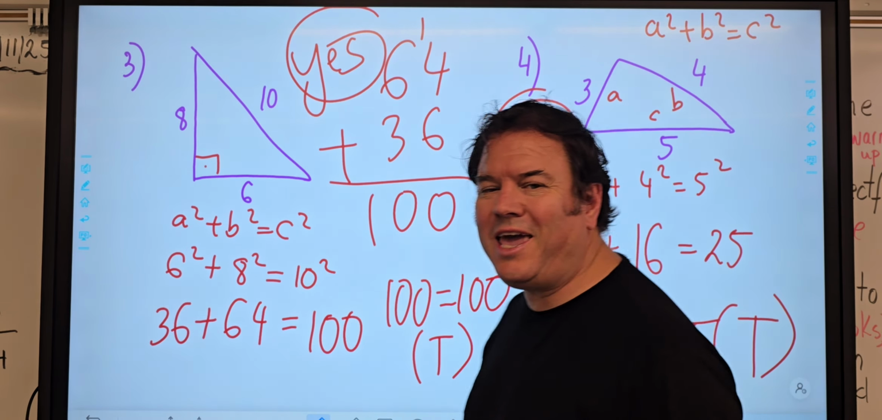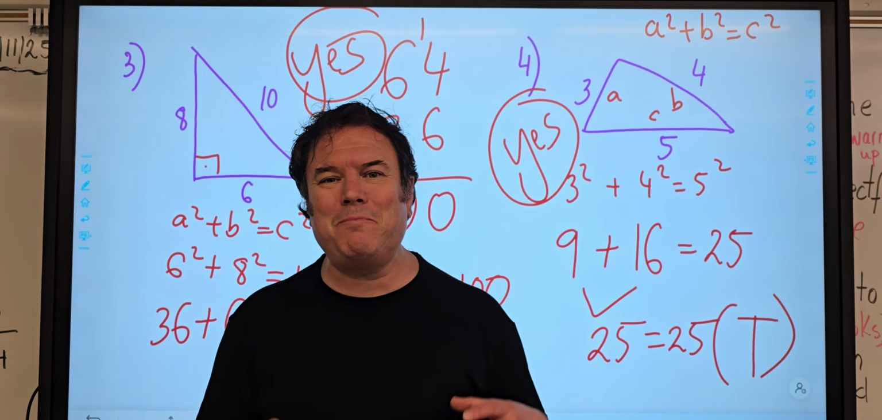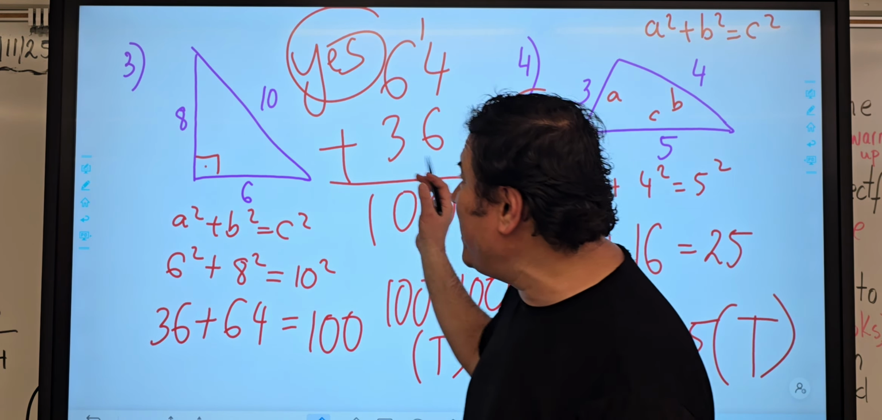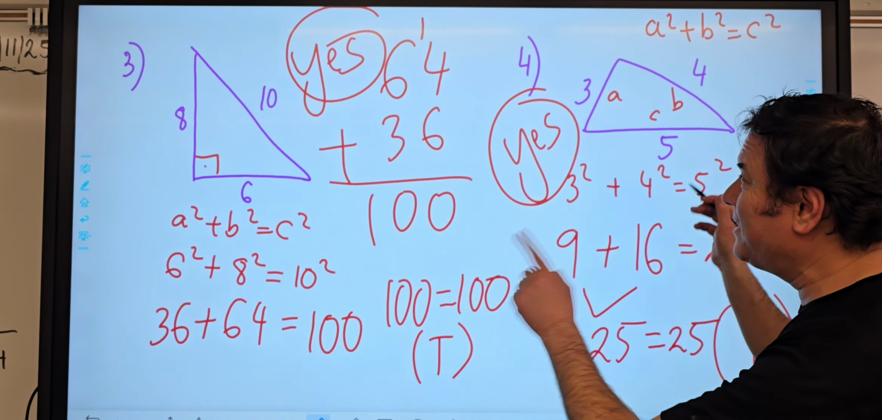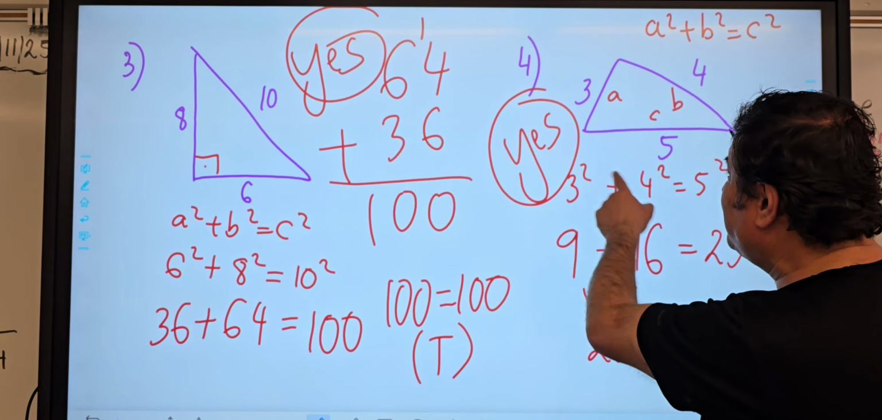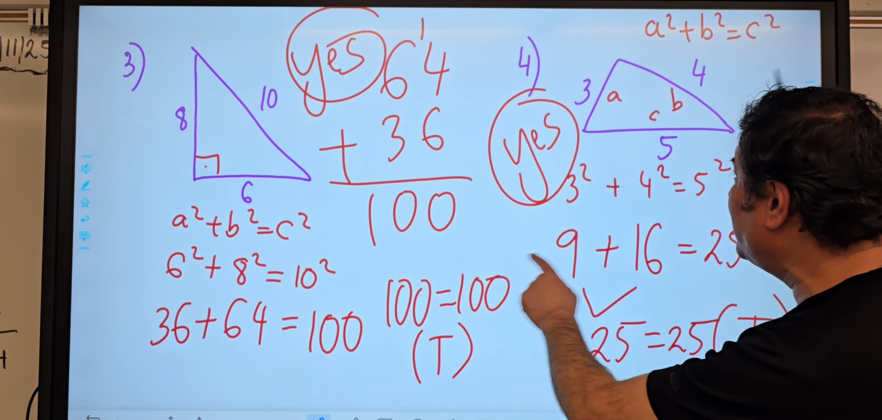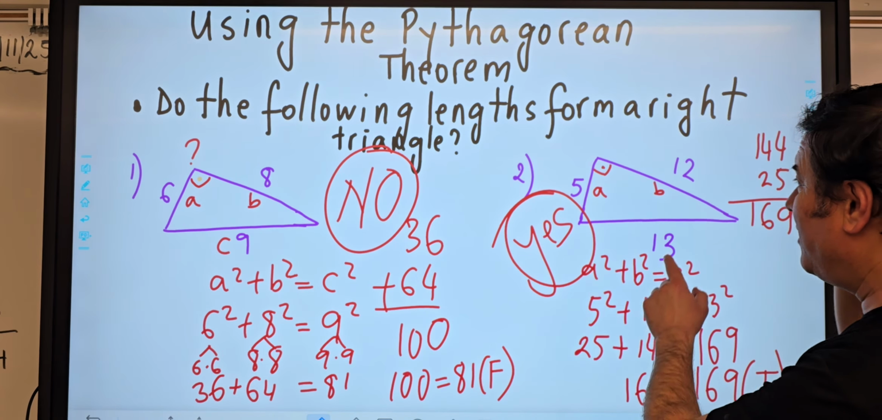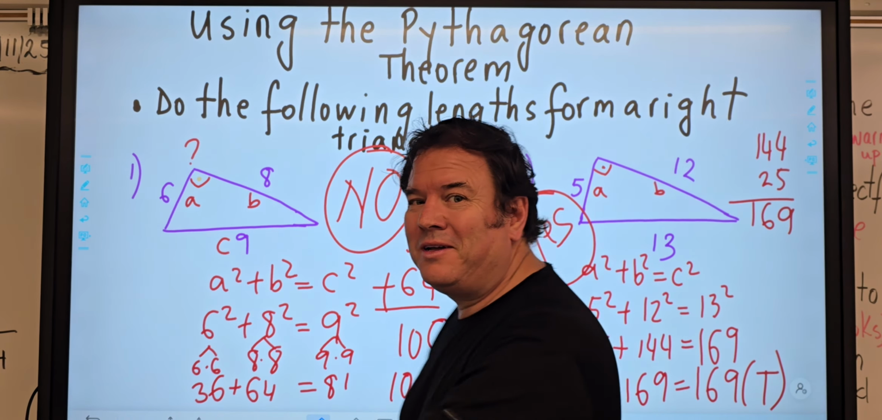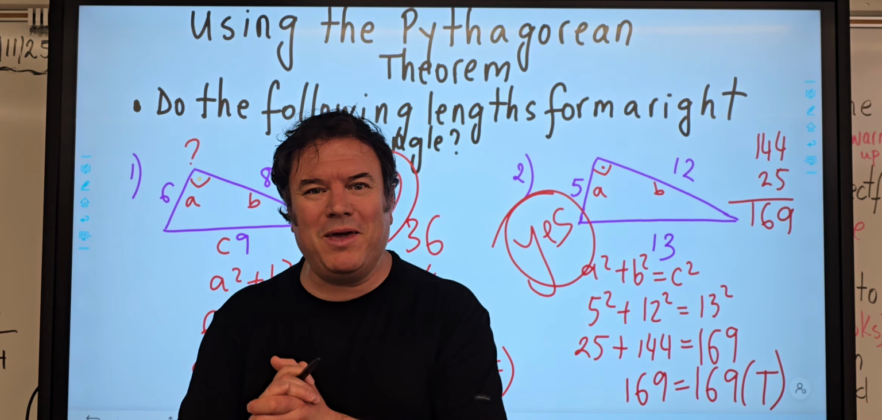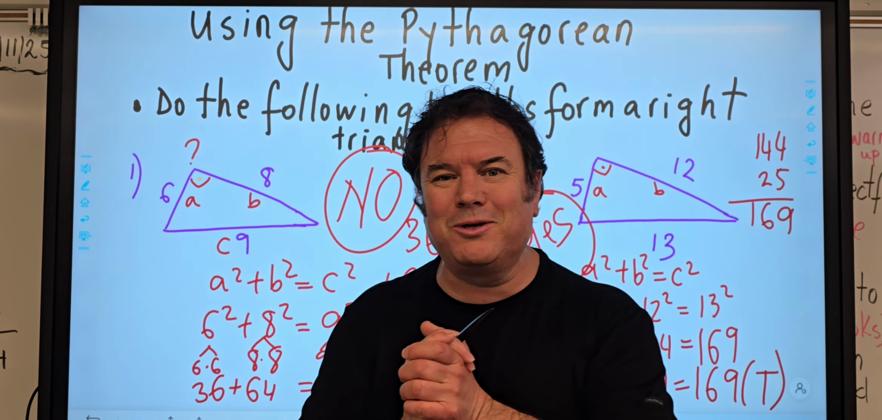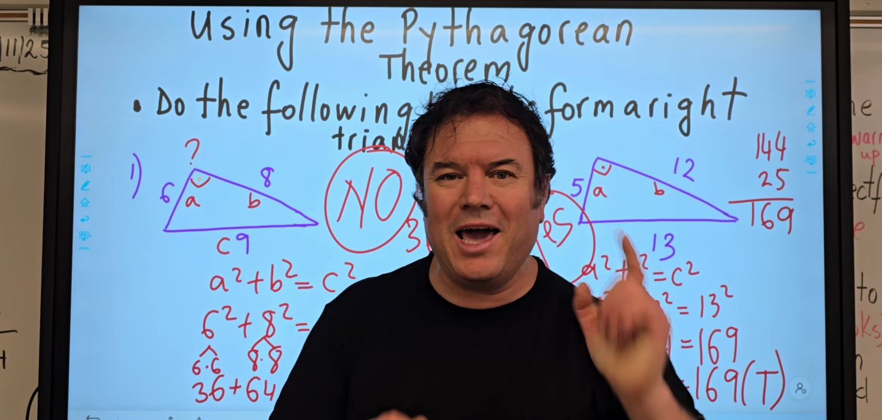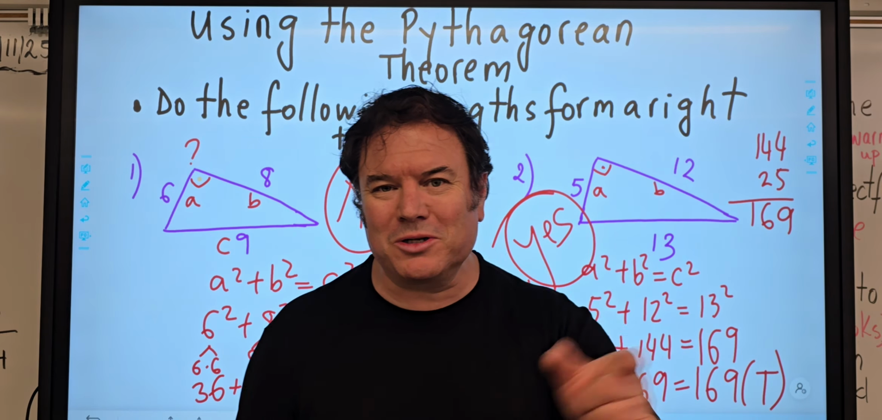Okay, folks, you see, we are able to use the Pythagorean theorem to find out whether or not these lengths form right triangles. The answers are no, yes, yes, and yes. Very exciting day because we are able to use that magical formula: a squared plus b squared equals c squared.